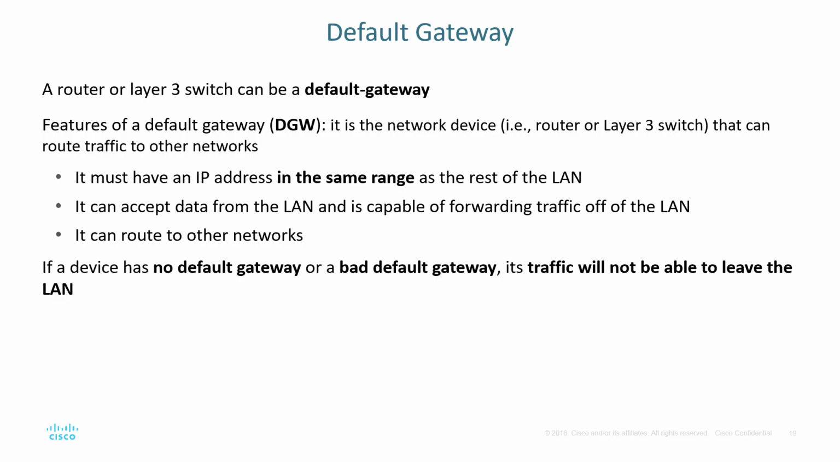So, features of a default gateway. It is the network device, i.e. a router or layer 3 switch, that can route traffic to other networks. It must have an IP address in the same range as the rest of the local area network. It can accept data from the LAN and is capable of forwarding traffic off of the LAN. It can route to other networks. If a device has no default gateway configured, or a bad or erroneous default gateway, its traffic will not be able to leave the local area network.